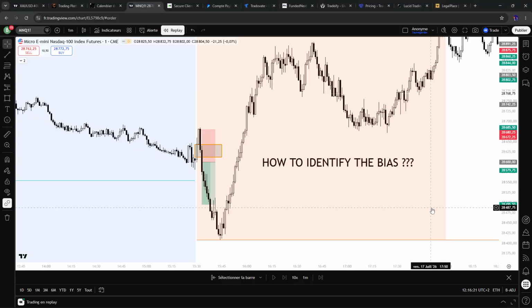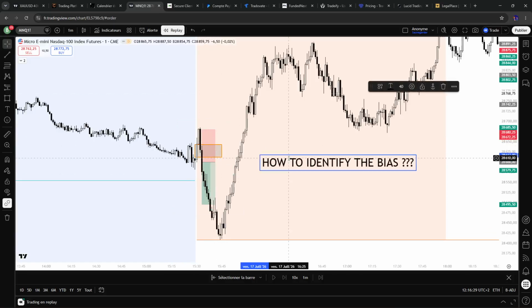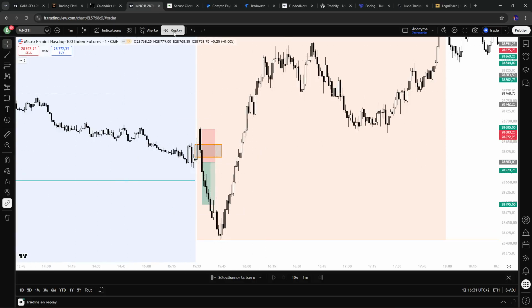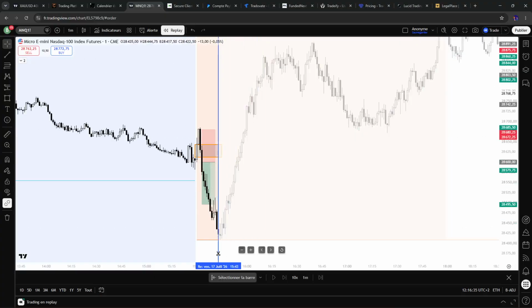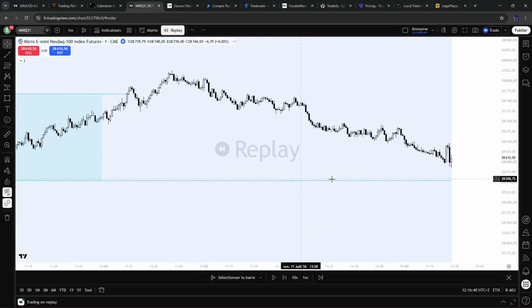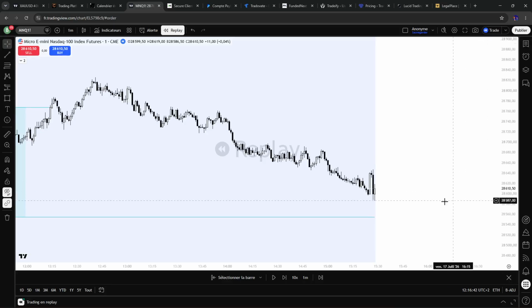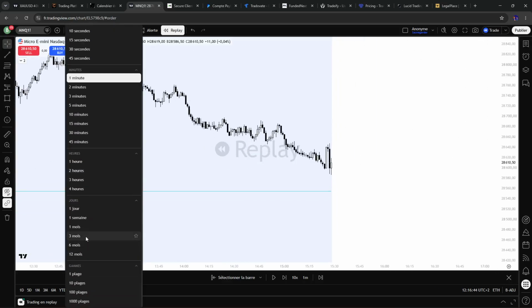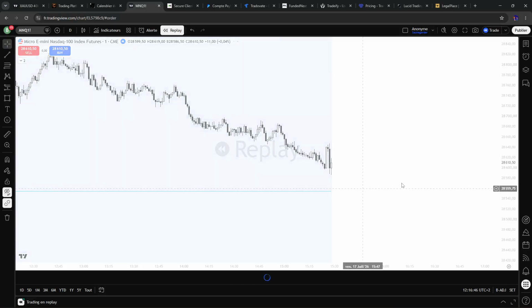I'm gonna show you guys how to identify the bias to know how to take your trade and to get trades like this, for example. So let's see. I'm gonna take the example of yesterday. First thing, before the next session, you go to the daily time frame and you see.